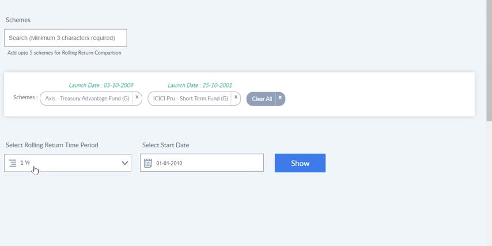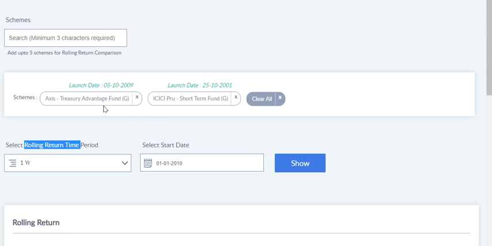Okay, so what does a rolling return mean actually? First let's get the graph, then it will be easier to explain. So I have taken 1 year rolling return. Both these are debt funds. Debt meaning they give loans to either the government or PSUs or even bank deposits. So they basically buy bonds and they earn interest.